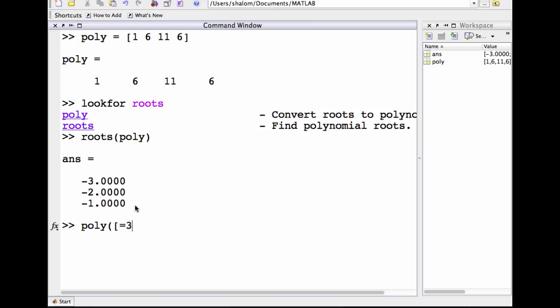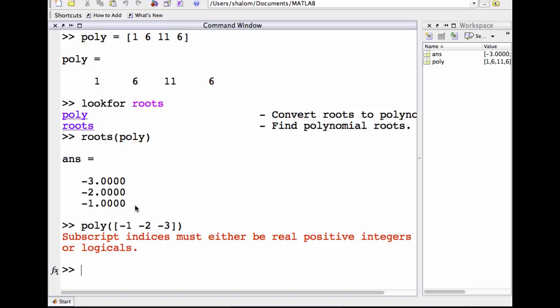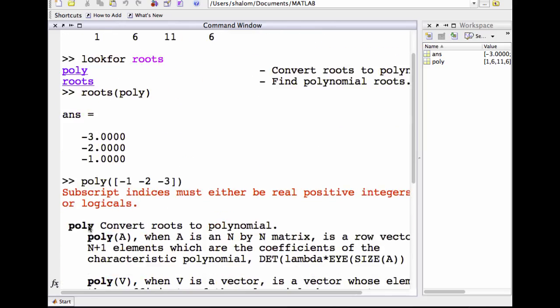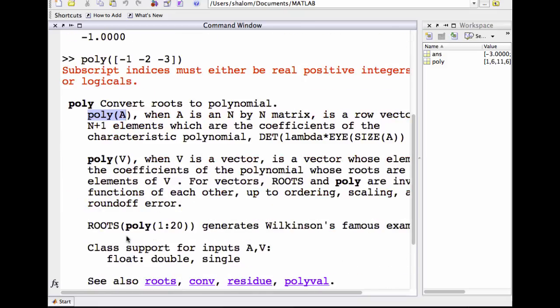Now let's see if this poly works. If I go minus 3, minus 1, minus 2, let's see what it does. You know what, the problem is, this is actually an important mistake I made. I didn't realize there was a function called poly, and what I just did was overwrite the poly function in some sense. When I restart MATLAB, this poly function will work again. But right now when I call poly, it's not pointing to this function, it's pointing to the vector that I made.